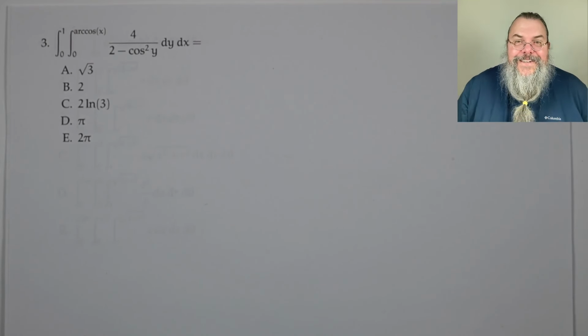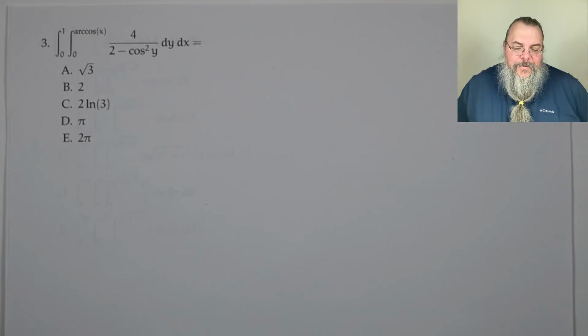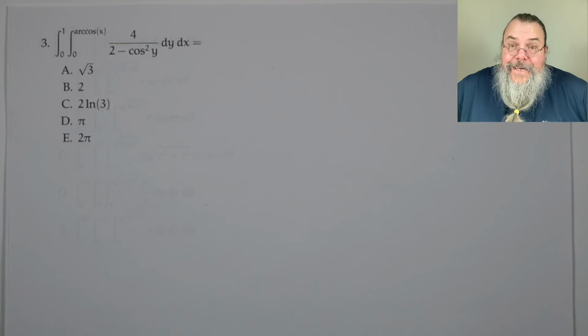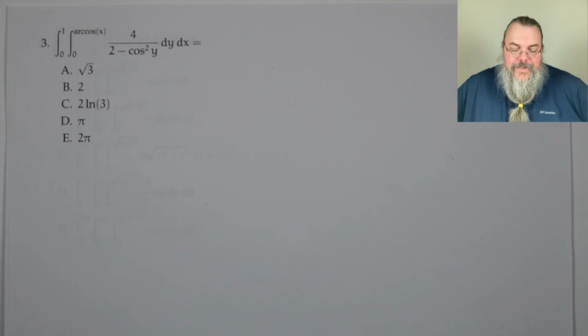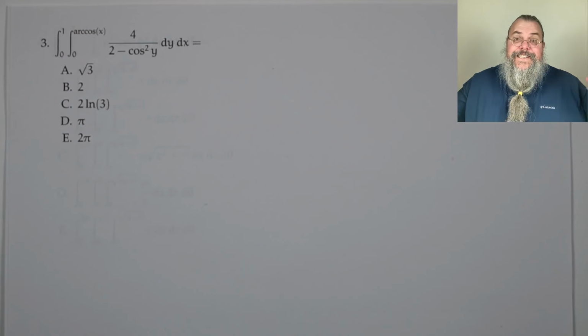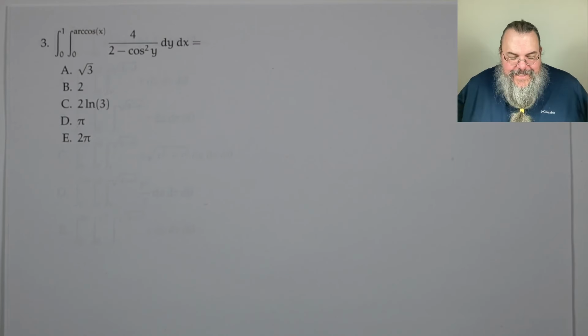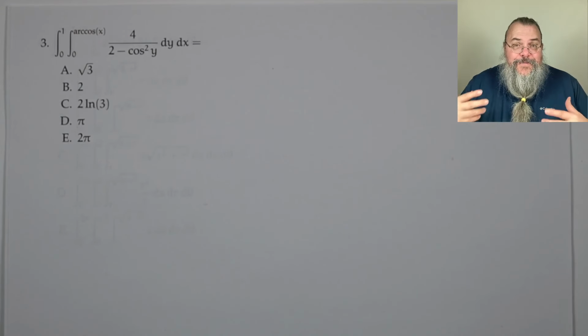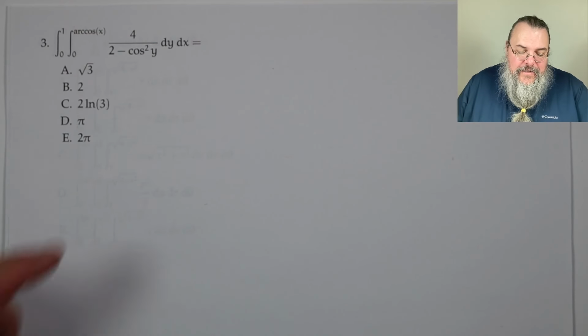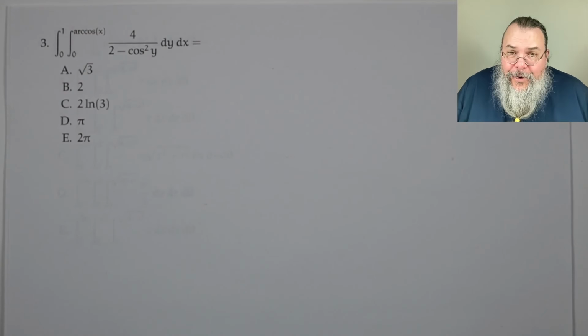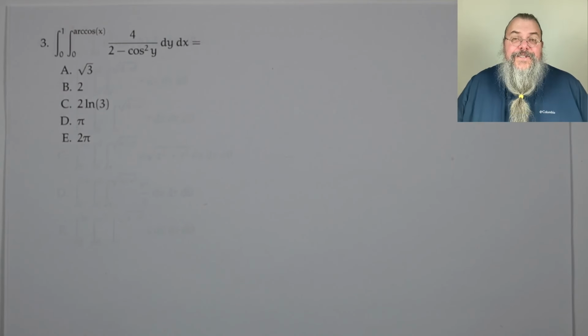Hopefully. Number 3, we have the integral from 0 to 1, integral 0 to arc cosine of x, 4/2 minus cosine squared y, dy dx, and we're saying, well, what is it? It's one of these numbers. Now, this is a classic problem when it comes to multivariable integration. Because you look at this integral and you're like, hopeless, hopeless. So if you see something hopeless, you say, well, wait a second.